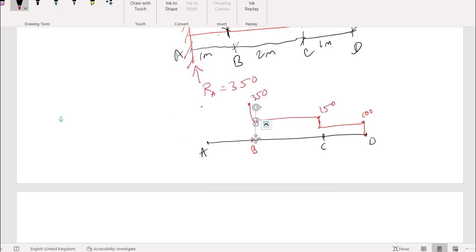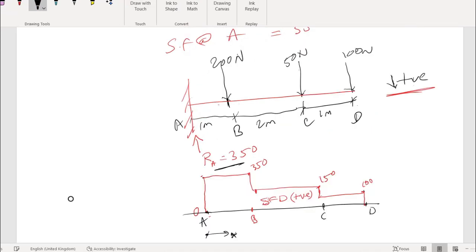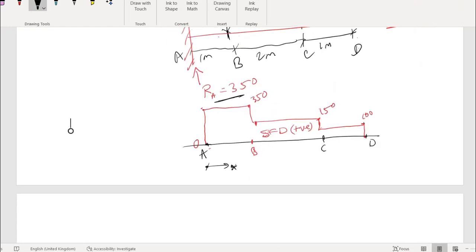Okay, you can complete some. And then from here it is reaching here. Because of the reactive force, it is reaching 0. The value becomes 0. That's why I'm reaching down to A. This is how we are doing the shear force diagram.